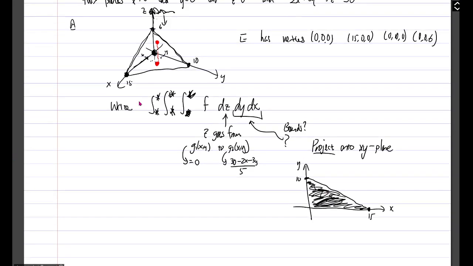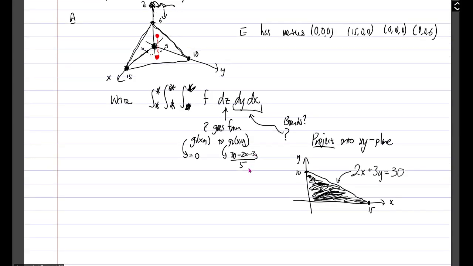Okay, so let's talk about what this line here looks like. An equation for this tilted line here is 2x plus 3y is equal to 30. You can work that out. Okay, and so then we're trying to work on, say, the y bounds here.